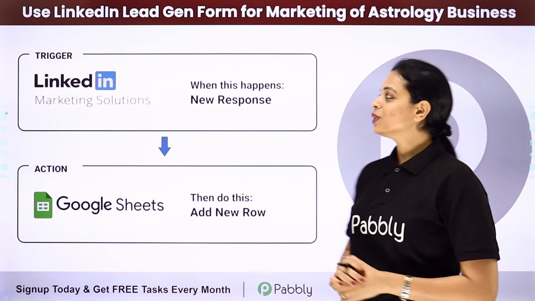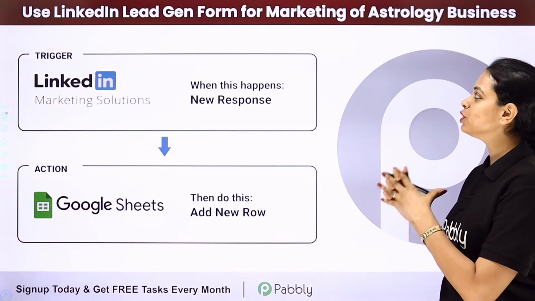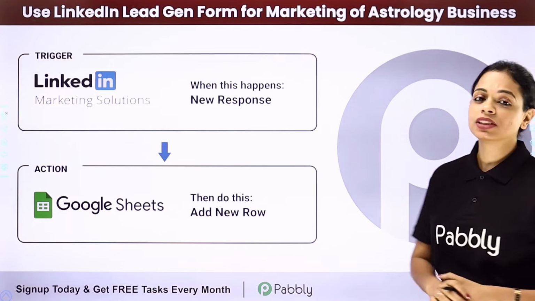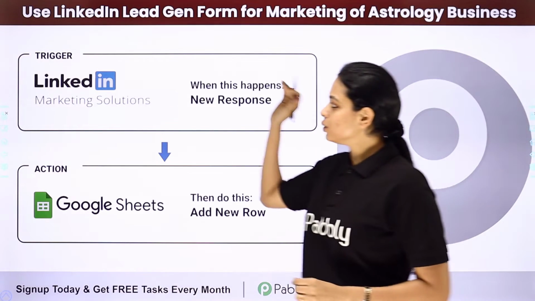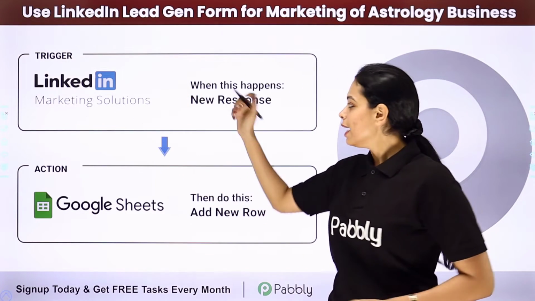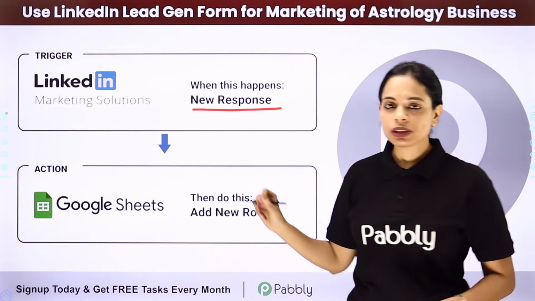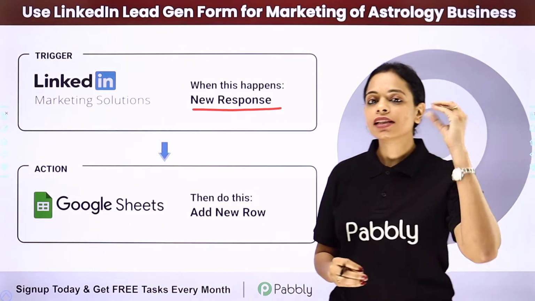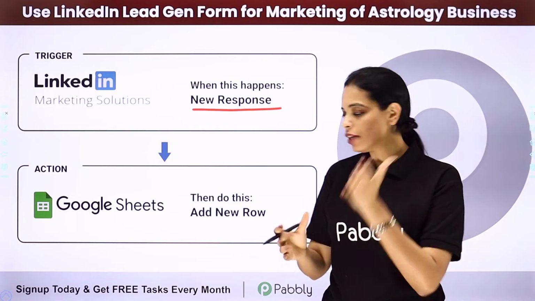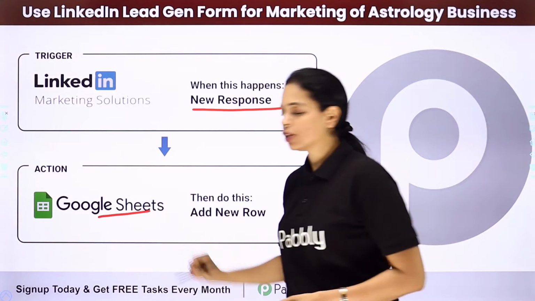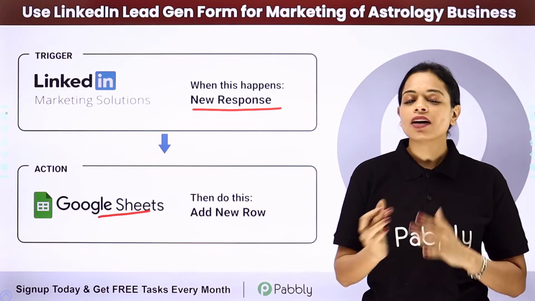In this video, we are going to see how to use LinkedIn lead generation form for marketing of astrology business. So let's say that you are using LinkedIn lead generation form, and every time you receive a new response, you want the lead details that you have received to be added to your Google Sheet as a new row. Now, how can that be done?